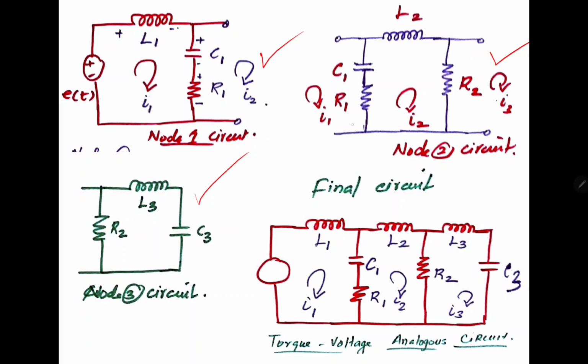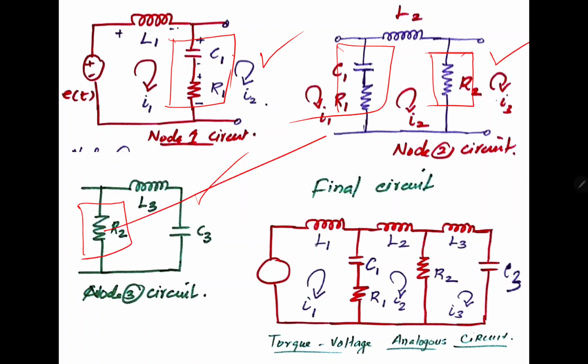Now we need to combine all these. For example, you take the node 1 circuit and the node 2 circuit. Here these two are common, and I am simply joining them. When you are considering loop 2 and loop 3, these two are common, and for loop 1 and loop 2, these two are common. So simply I'm joining them to get the final circuit.